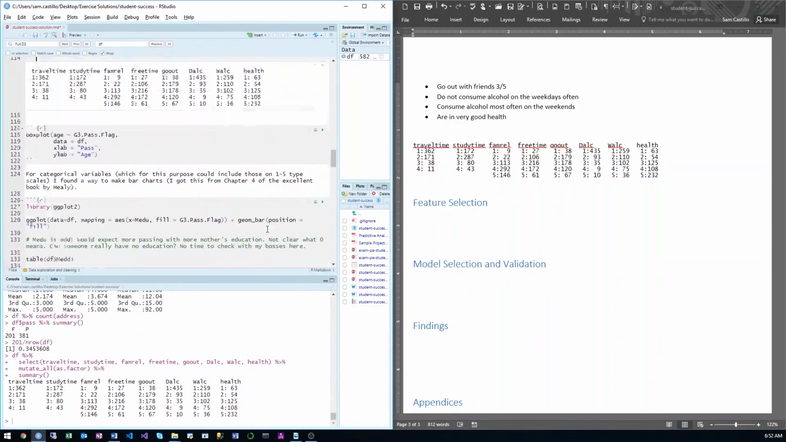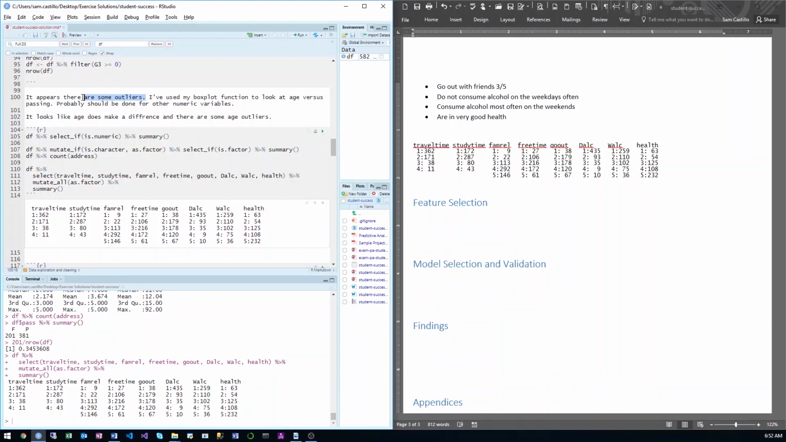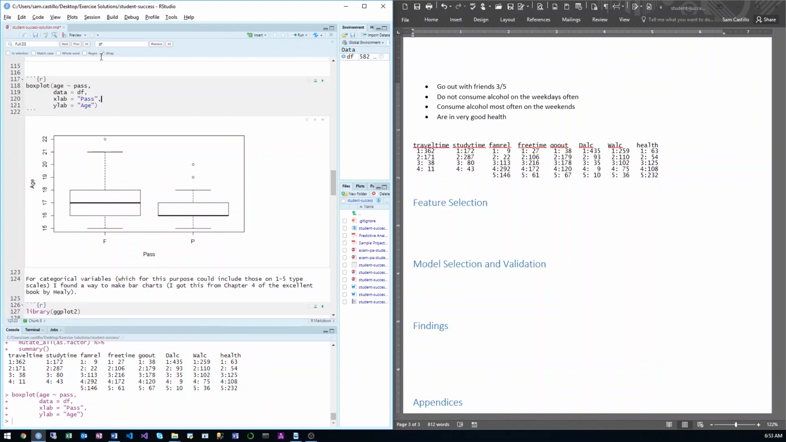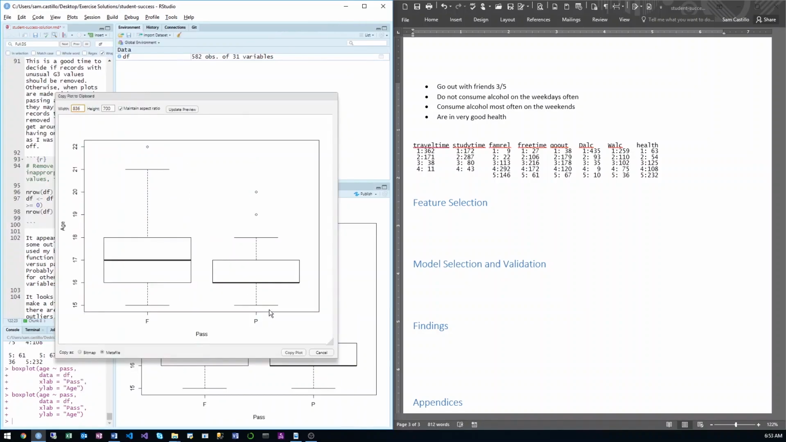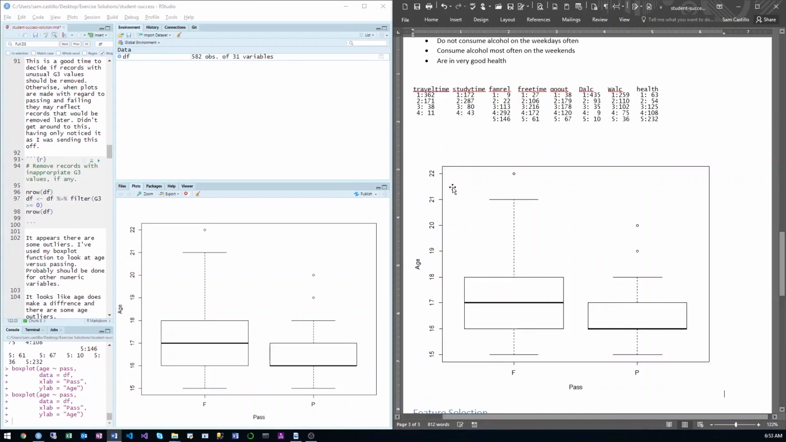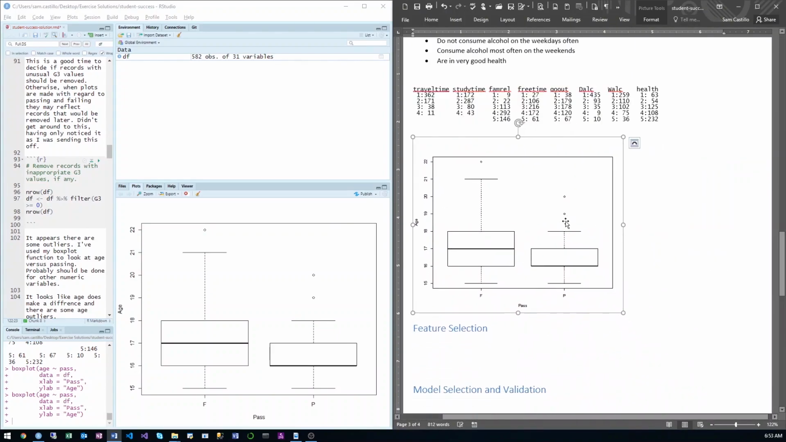Okay, and it appears there's some outliers. I've used my box plot function to look at age versus passing. So these are the failures, and you can see that they have a higher age on average. So put this into the graph. It's hard to know what exactly they're looking for, and so I just include anything that I think they might want to see.